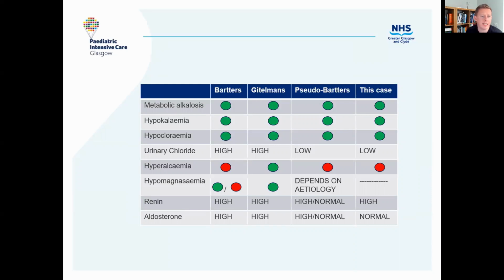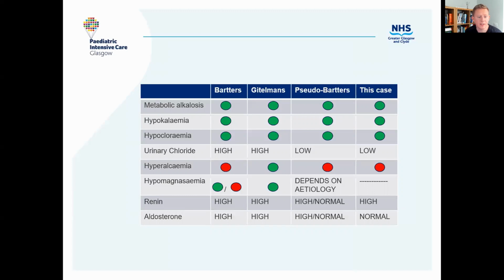So if we look at the metabolic alkalemia, yes, that's present in Bartter's, Gitelman's, pseudo-Bartter's, this case. Hypokalemia the same, hypochloremia the same. The urinary chloride is where things differ a little bit, and our patient had a low urinary chloride, which puts us down the line of pseudo-Bartter's rather than Bartter's or Gitelman's. Again, if you look through the table, the renin and the aldosterone, there can be variation in these things.